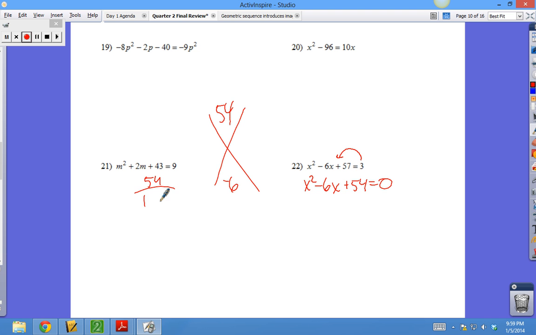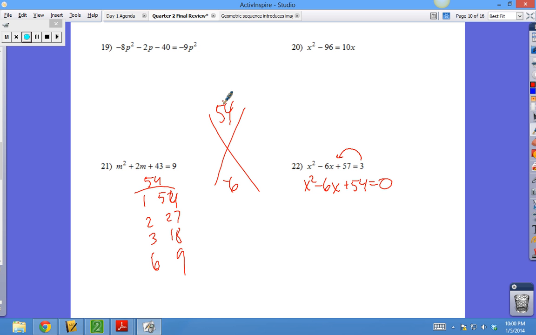54, here we go. 1 and 54. 2 and 27. 3, does 3 work? I think 3 does work. 54 divided by 3, 3 and 18. 4 does not. 5 does not. 6 and 9. I think that's it. Okay, we're in business now. I got 4 options. Is any of these options going to add and give me a negative 6? And the answer is no. So I'm in trouble, and I'm in trouble because the 54 is bogus. I don't want a 54.